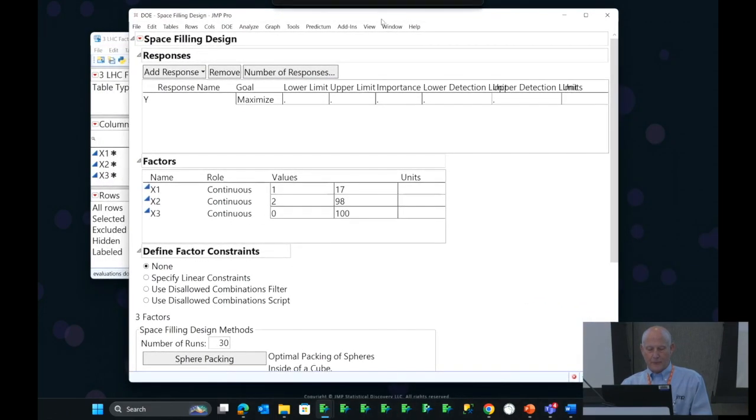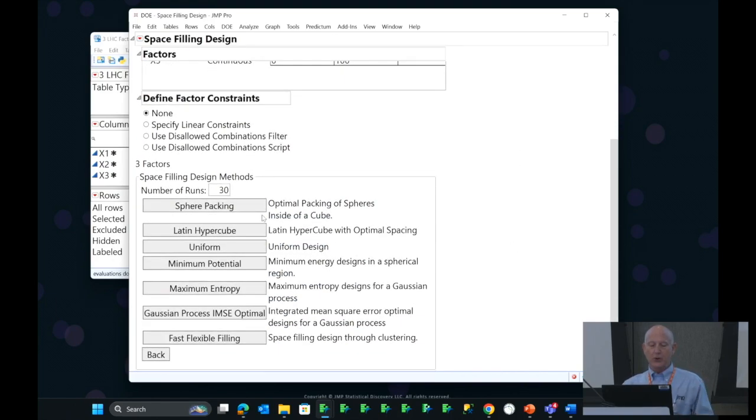And by default, it's going to do 30 runs. Okay, if I wanted to, I could add constraints. We've seen that before. But there are multiple choices here for different types of designs. Let's just say that most people doing this are going to be familiar with Latin hypercube design. I'm curious, anybody in the room ever used a Latin hypercube? So we're getting about a fourth of the room. So what we're going to see in JMP is we have one that's pretty unique here called fast flexible filling. And so I'll do a little work with that as well.